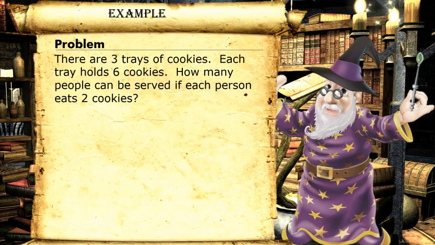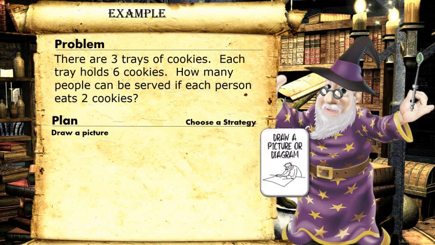There are 3 trays of cookies. Each tray holds 6 cookies. How many people can be served if each person eats 2 cookies? First, let's choose a strategy. How about we draw a picture?